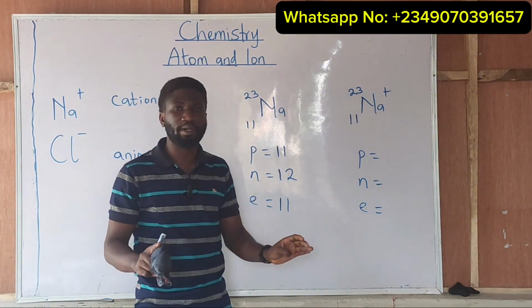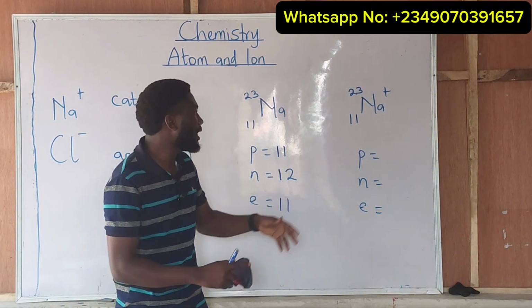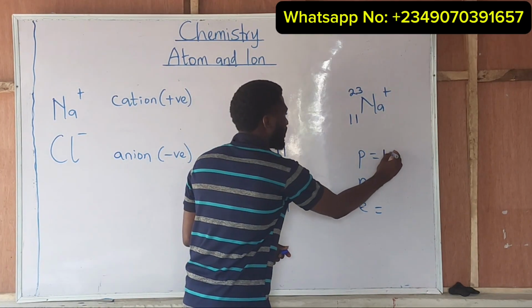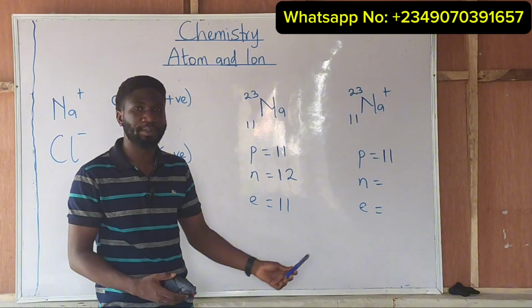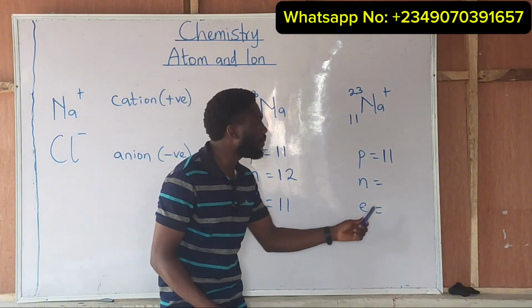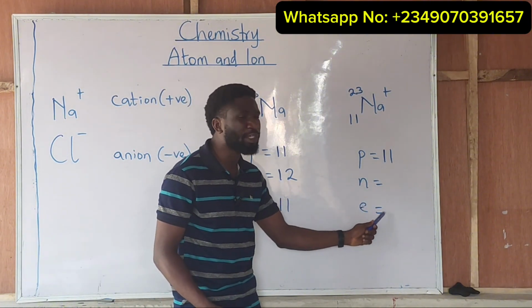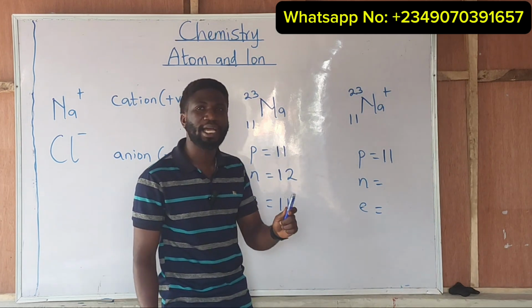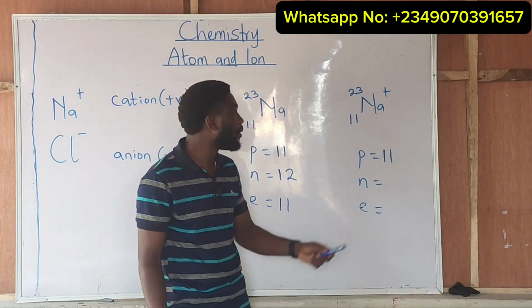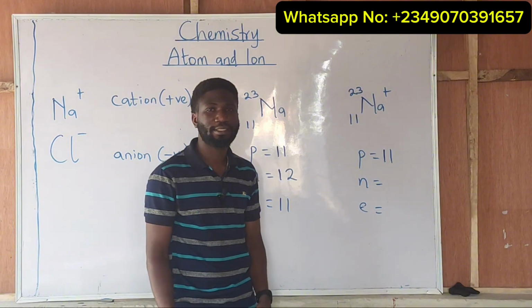The difference is only found in the number of electrons. So here the number of protons is 11. It is still sodium, found in the periodic table, number 11. Now the number of protons is expected to be equal to the number of electrons only if the atom is uncharged, but this has a charge.